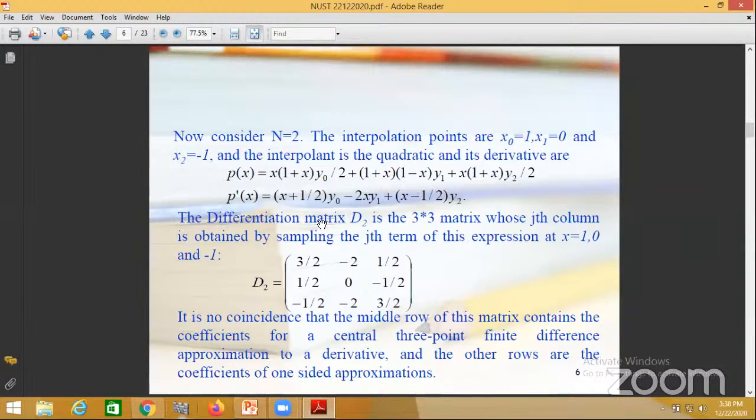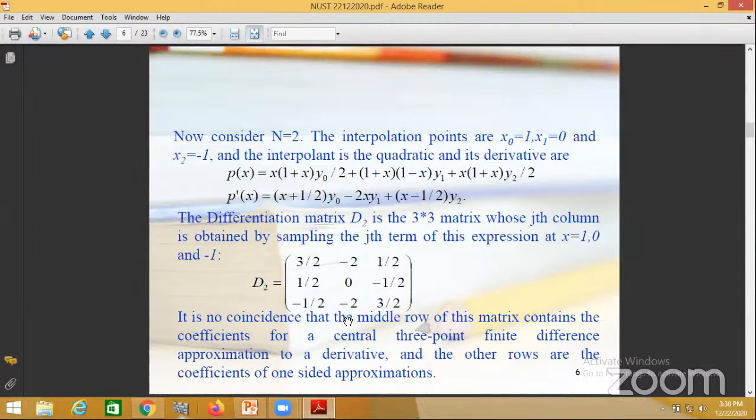The differentiation matrix D2 is the 3 by 3 matrix whose jth column is obtained by sampling the jth term of this expression by setting x is equal to 1. We will get the coefficient of y0 as 3 by 2, minus 2 as the coefficient of y1, and the coefficient of y2 as 1 by 2. In this way, we will get the first row of this D2. Similarly, at x is equal to 0, we will get the second row of D2, and at x is equal to minus 1, we will get the third row of this differentiation matrix.